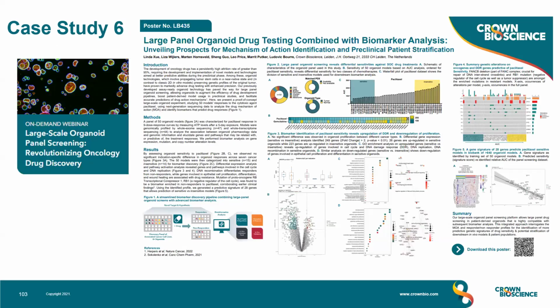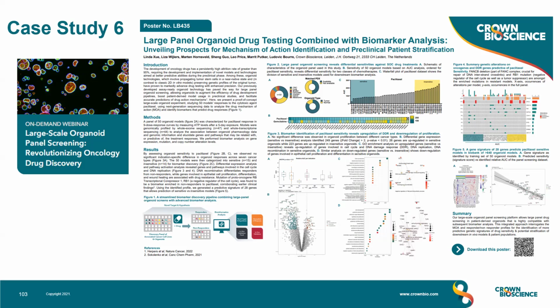We also had a poster at AACR where we leveraged the full panel of 50 organoid models to screen for sensitivity to several standard of care compounds such as paclitaxel, and then through biomarker analysis, similar to what we do with the PDX, we could identify a gene signature of 28 genes that allowed us to accurately predict the response in that 50 organoid panel. You can download this poster using our QR code and visiting our website, or you could hear more about it in our on-demand webinar.